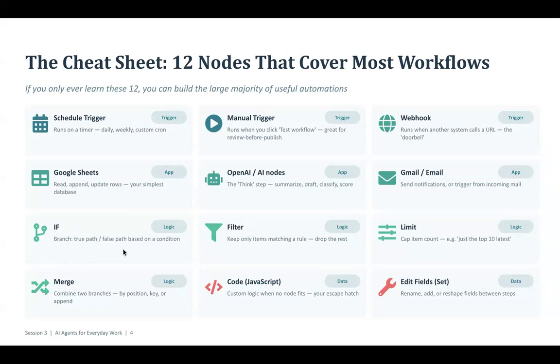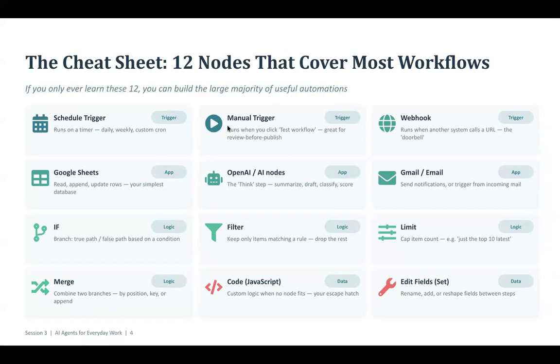And then there's merge. These merge blocks I have not talked about yet, so I will now. Basically, merge just combines two branches either by position, by key, or append. I don't think you guys will be using this much, but it's good to know that it exists, if there's some niche workflow that does need to combine two workflows together.